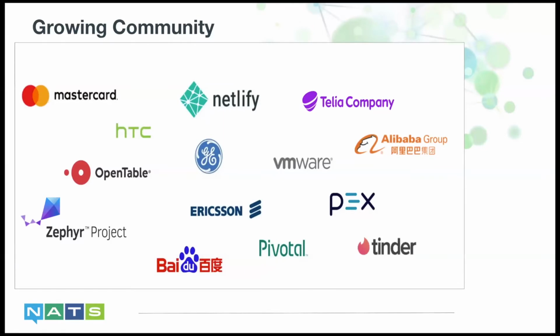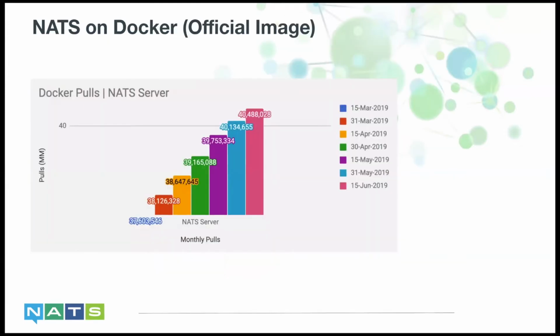Extremely proud of the community. It's growing very fast. This is just a small sampling of some of the people that use and depend on NATS to power a lot of their internal systems and user-facing systems. For example, Docker, whether it's a good metric or not, we just know that the number of times the NATS server gets pulled on Docker has continued to rise at a very steady upward and to the right rate. We're now over 40 million downloads, which we think is great. And it's a great way to bring NATS technology into your deployment platform, whether it's Docker or Kubernetes or whatever.